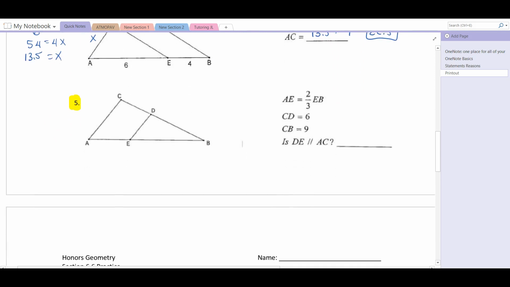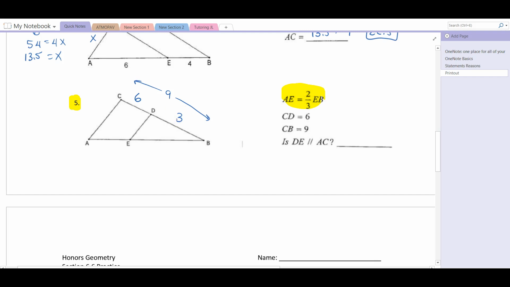Moving on to number 5, in this question, it once again gives us a ratio comparing AE to EB. We'll talk about how we do that in a minute. Let's go ahead and label what we already know. CD is 6, CB is 9. So CB is this whole thing, which actually means DB has to be 3.